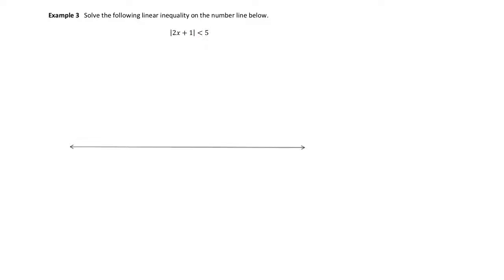So what this means is two things. It means the thing in the absolute value, which is 2x plus 1, is less than 5, but, and I'll put the word really, and you also have that 2x plus 1 is greater than -5. This means we're stuck between two values. We're less than it, but we're also greater than the negative of it.